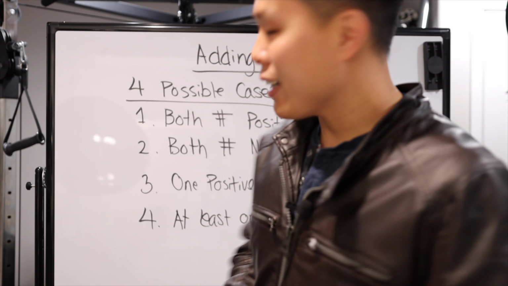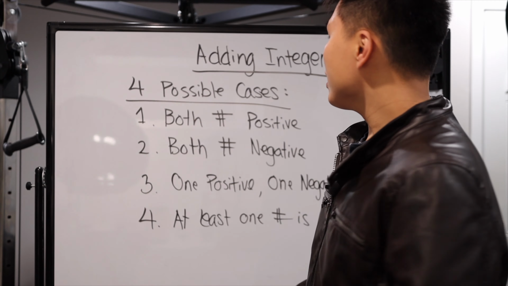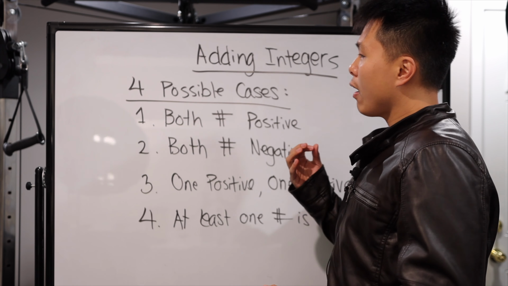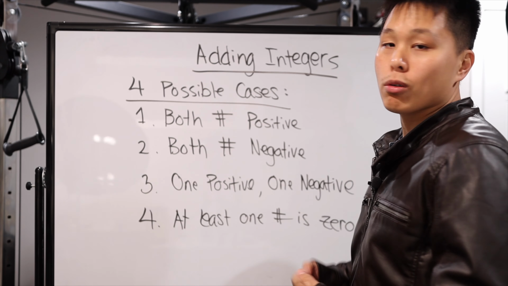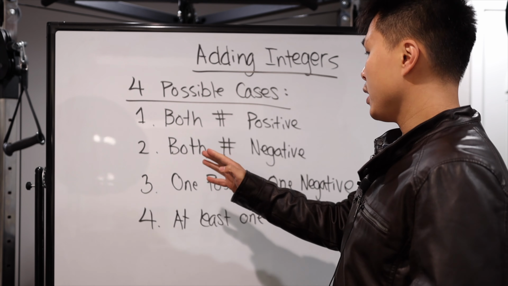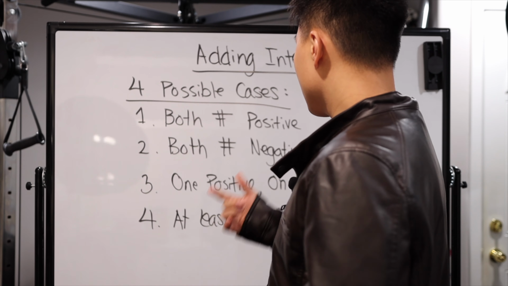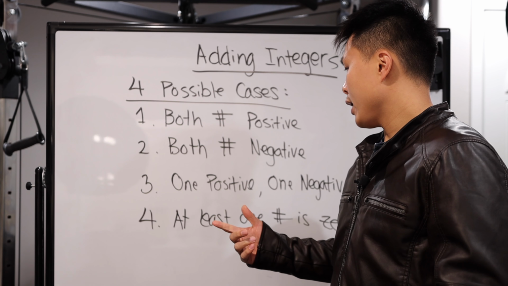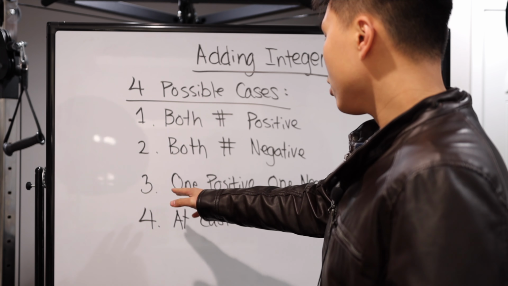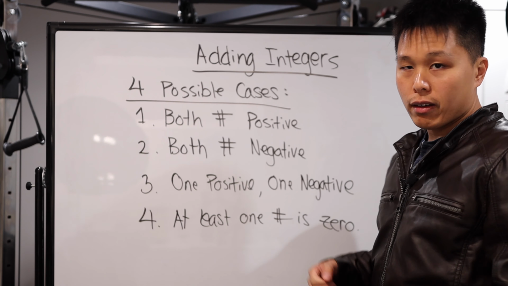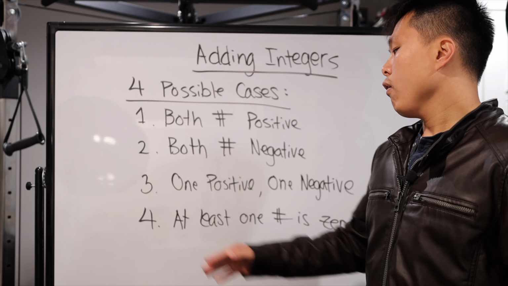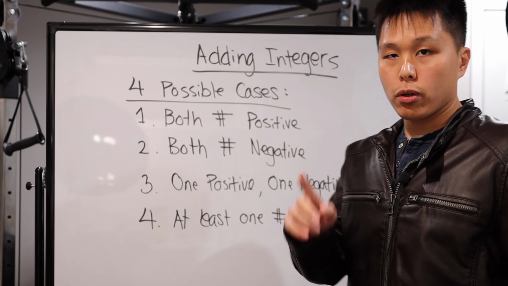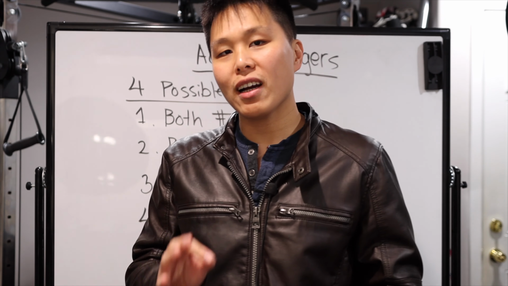So when we're talking about adding integers, there's most likely more. I can definitely get more granular, but I think this is the best amount in terms of the possible cases that you would be able to encounter when you're adding integers. There are 4 possible cases. Both numbers that you're adding are positive. Both numbers that you're adding are negative is the second case. The third one, one positive and one negative, and the fourth one, which you can break into 5, but I think it doesn't really matter at this point, at least one of the numbers is 0. So we're going to talk about each and every one of these individual cases and how to deal with them.